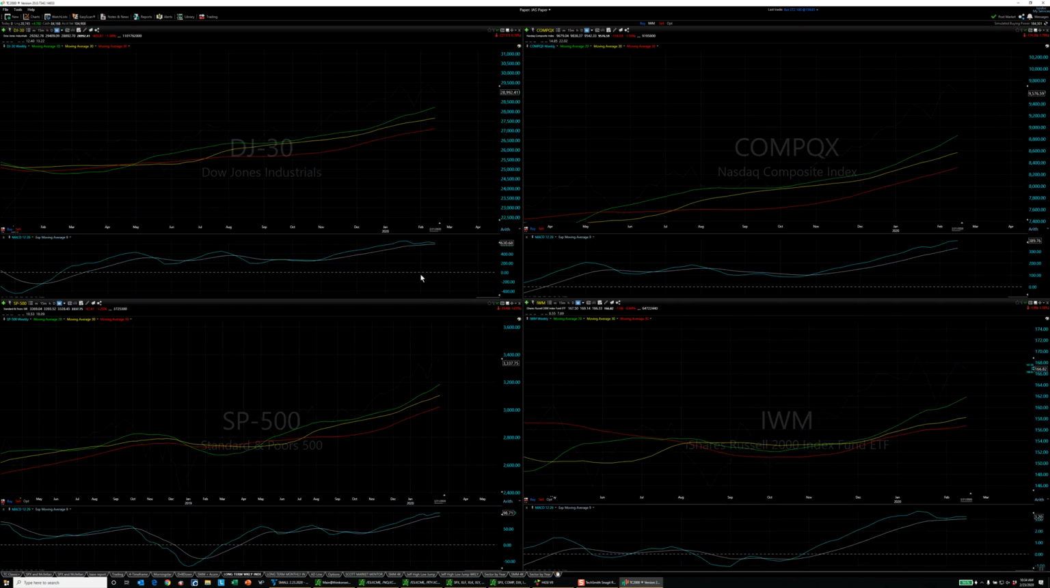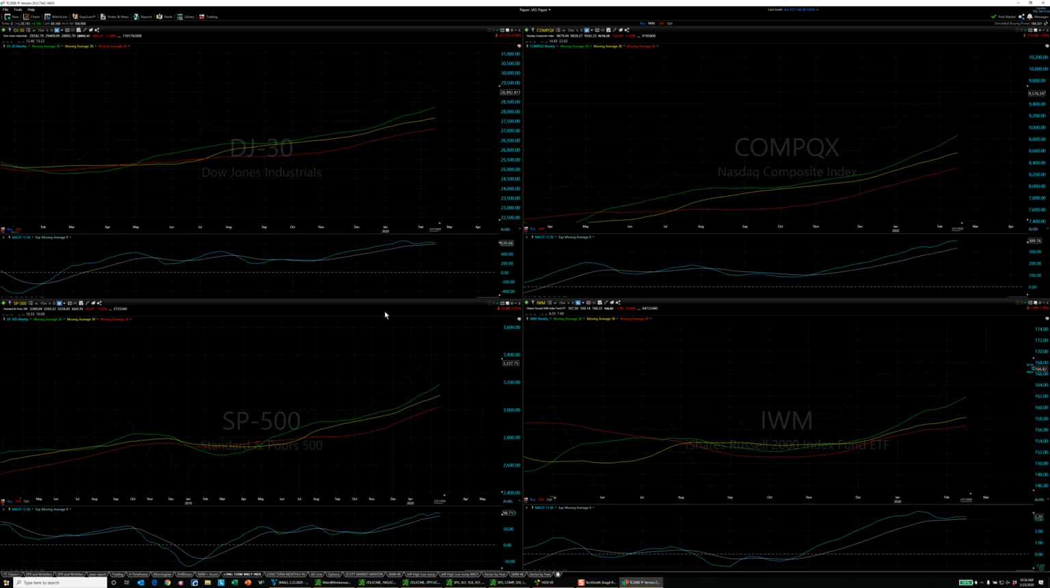I start with weeklies, and all I've done here is I've taken in green the 20-day, in yellow the 30-day, and in red the 50-day moving averages. And in a bull market or a rising market, you should see the green on top of the yellow on top of the red. I've got the Dow, the NASDAQ, the S&P, and the IWM. In the setting of the green above the yellow above the red, I'm still bullish on the weekly.